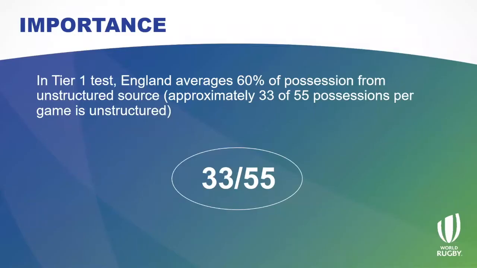So the importance of unstructured attack is massive. For England, in Tier 1 tests, it's 60% of our possession. 33 of 55 possessions generally is from an unstructured source. And that 60% of possession is your best attacking opportunities in the game. And therefore it's massively important, guys.